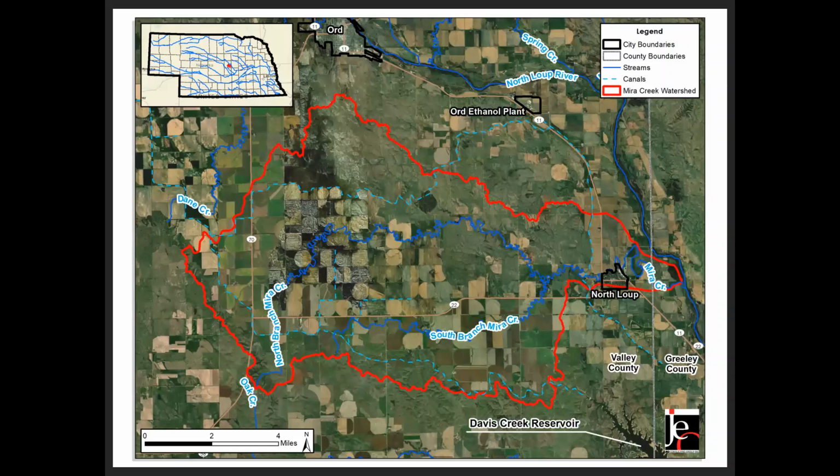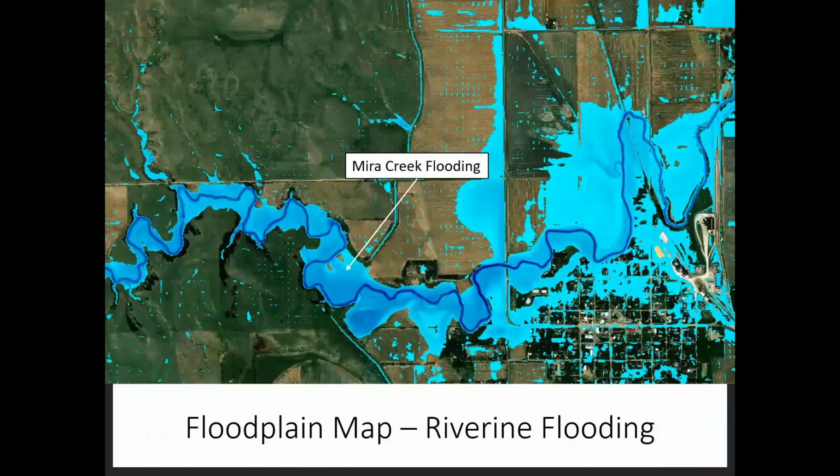The Mira Creek watershed is shown on this map, outlined in red. It is approximately 66 square miles and drains easterly towards North Loop and eventually to the North Loop River. This graphic shows outputs from our HEC-RAS model of the riverine flooding in the immediate proximity of North Loop. Varied depths are shown in the darker and lighter shades of blue.